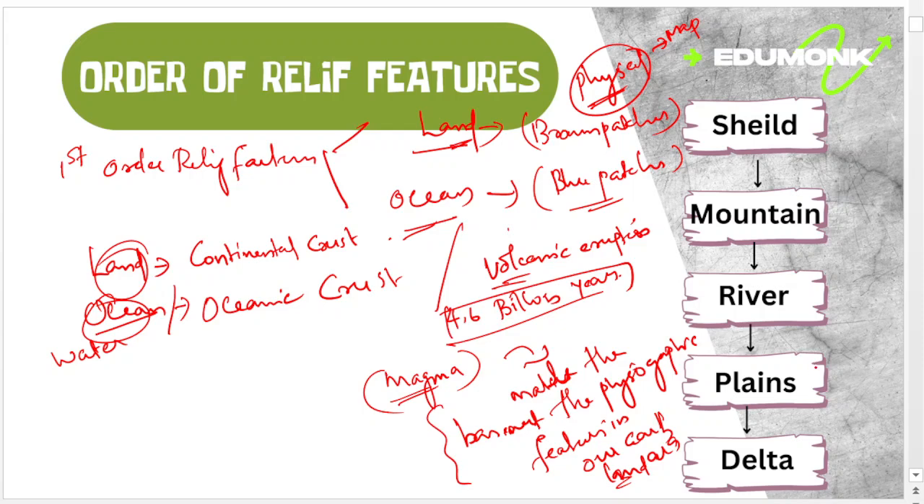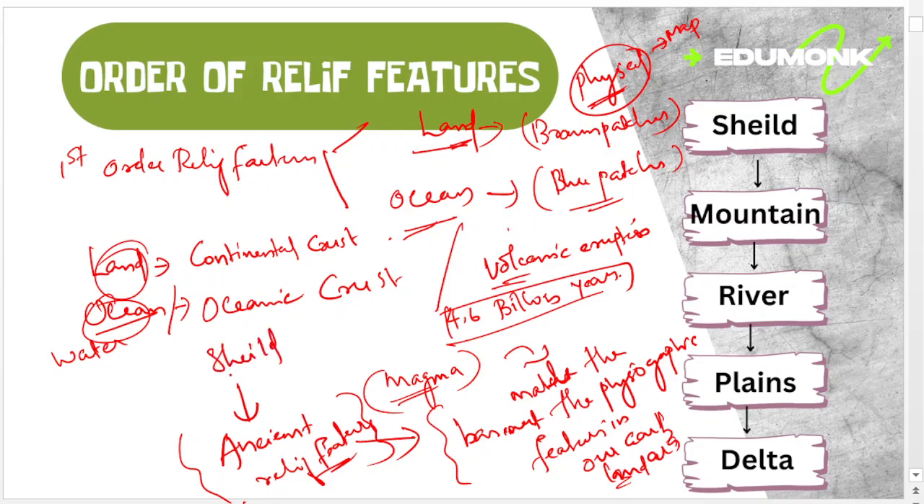After the basement, mountains were formed. From the mountains, the rivers started to flow. Then these rivers made different kinds of physical features in our continent area. Then finally these formed deltas. We can look into that. So this magma erupted, or magma solidified area is known as the ancient relief feature. And this part in our continent is known as the shield.